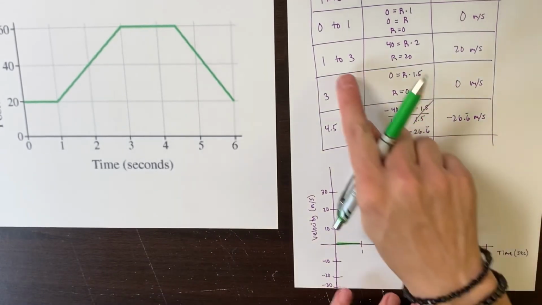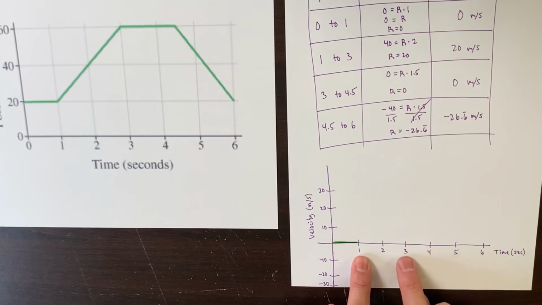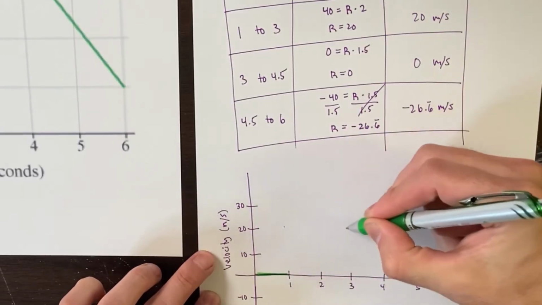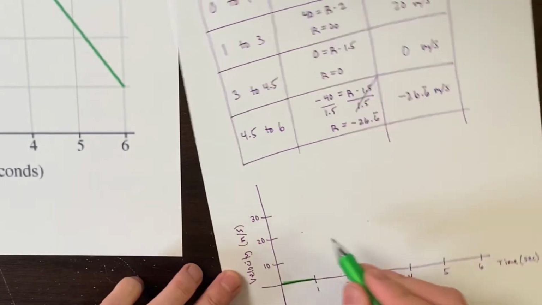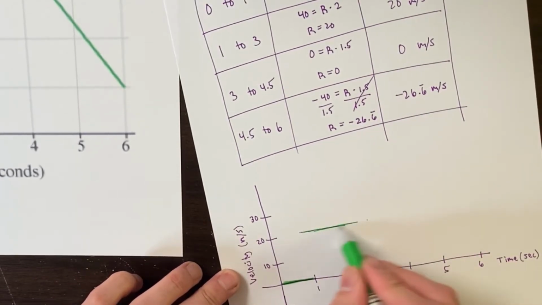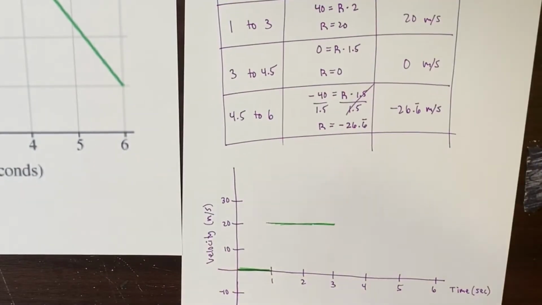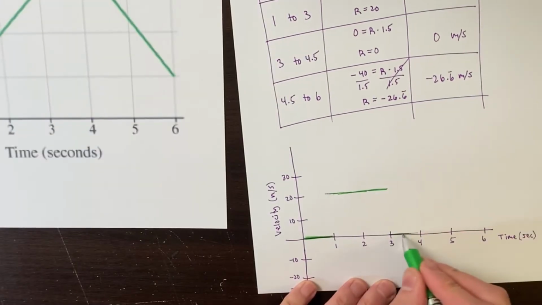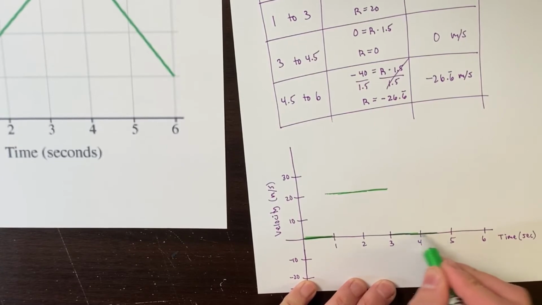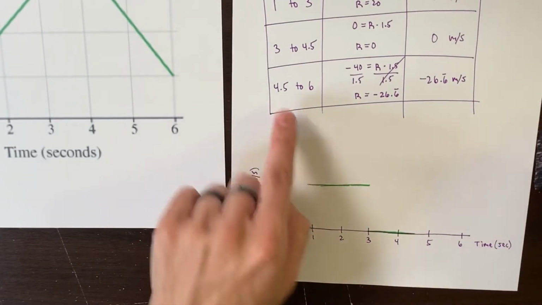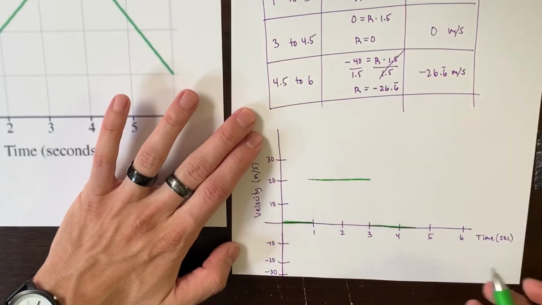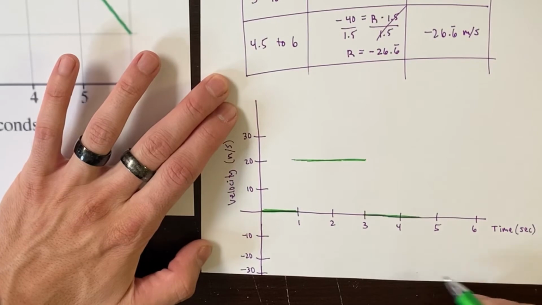Now from 1 to 3, my velocity should be at 20. So from 1 all the way to 3, my velocity should be 20. I connect the dots, like that. Then from 3 to 4.5, so from here to about there, my velocity is 0, like that in green. And from 4.5 to 6, my velocity is negative 26.6, so about right here to about right there.